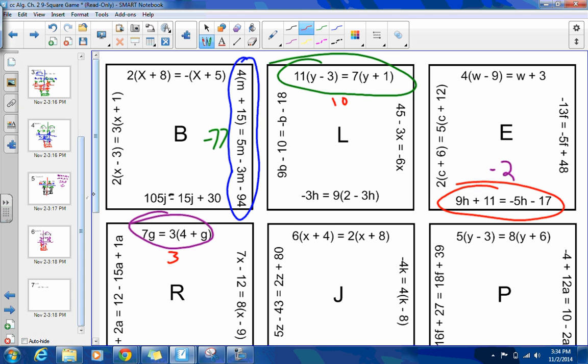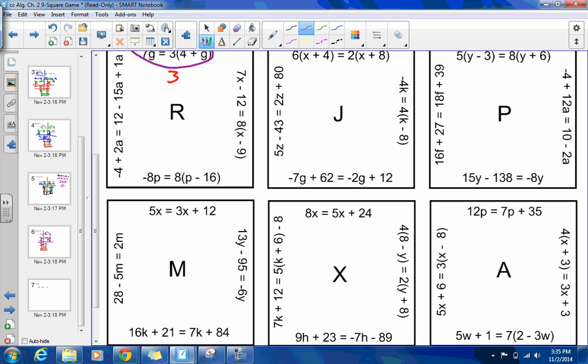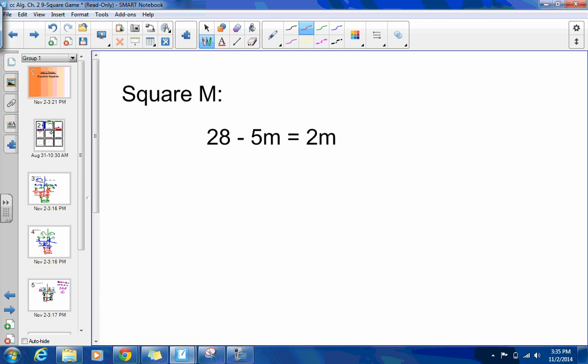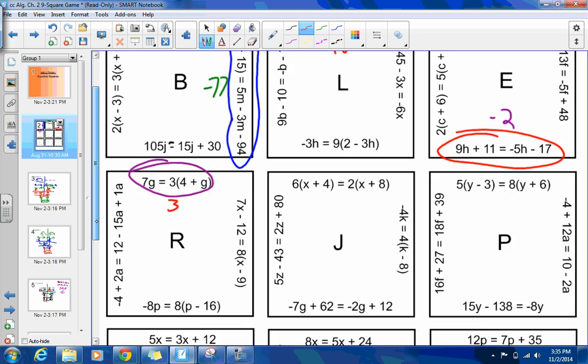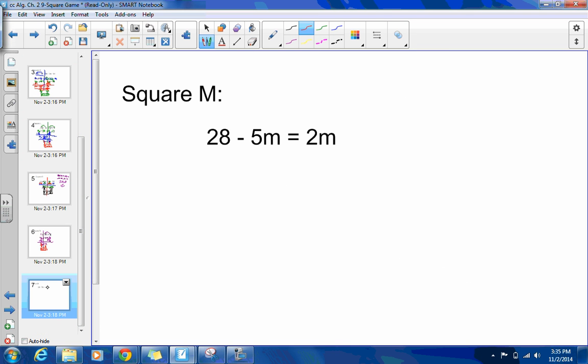All right, I think I'm going to do one more for you. And it looks like we're going to skip to, I already did all of A for you last week, and you could see those. I'm going to skip to square M. And for square M, we're going to be doing the one on the left, I believe. Yep, so this one right here. All right, so it's 28 minus 5m equals 2m. Let's solve it. Now make sure you're trying these on your own, but this is a great way to check.